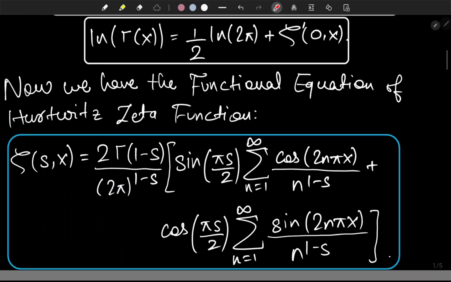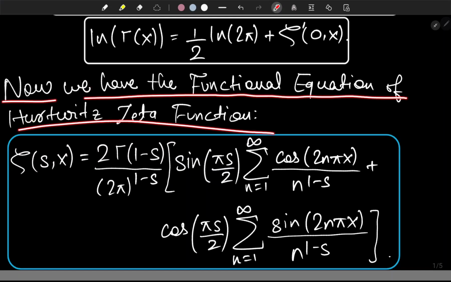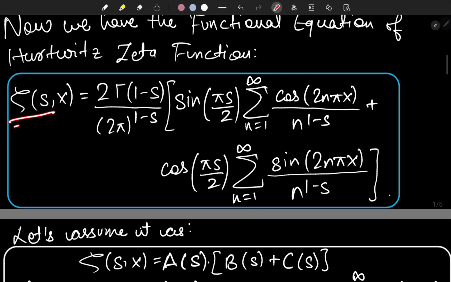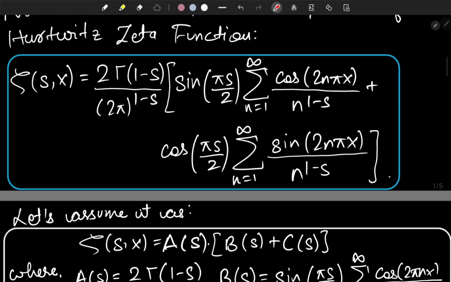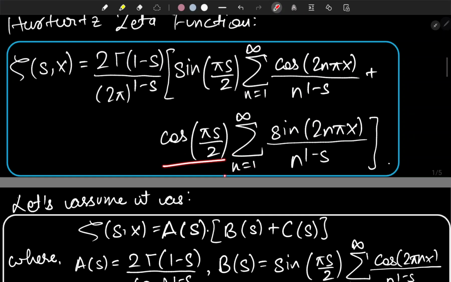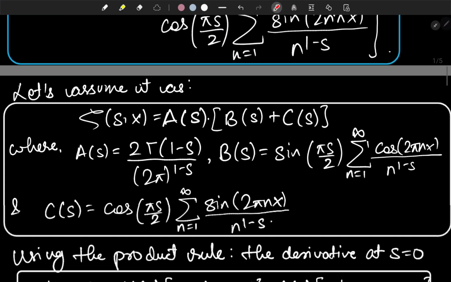Right? So now we have the functional equation of the Hurwitz zeta function. We have proved that. Basically, the Hurwitz zeta function can also be represented as 2 times gamma of 1 minus s over 2 pi, all to the 1 minus s, times sine of pi s over 2 times the infinite sum as n goes from 1 to infinity of cosine of 2n pi x over n to the 1 minus s, plus cosine of pi s over 2 times the sum as n goes from 1 to infinity of sine of 2n pi x over n to the 1 minus s, right?